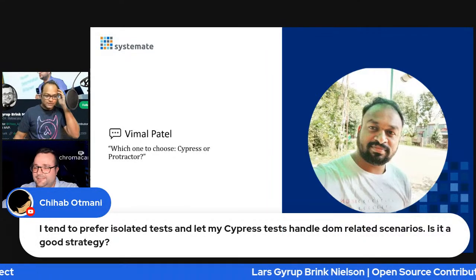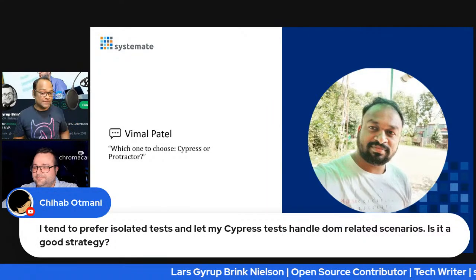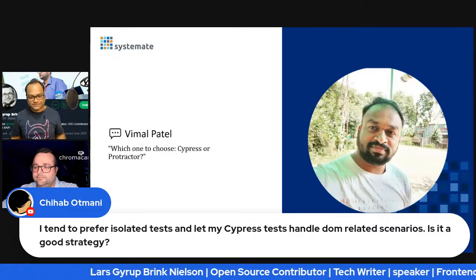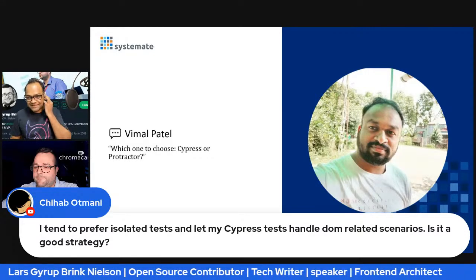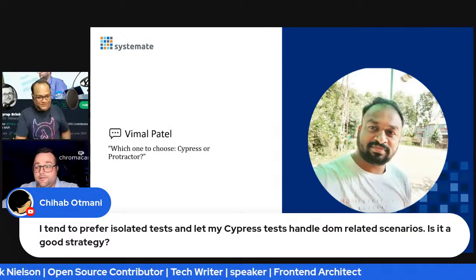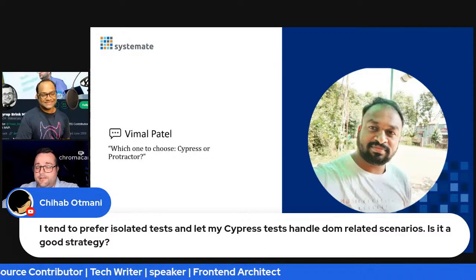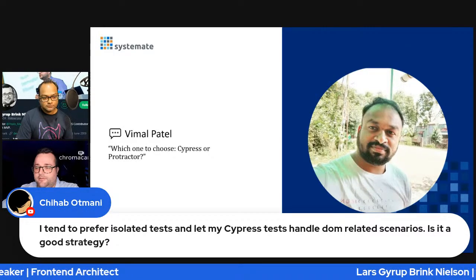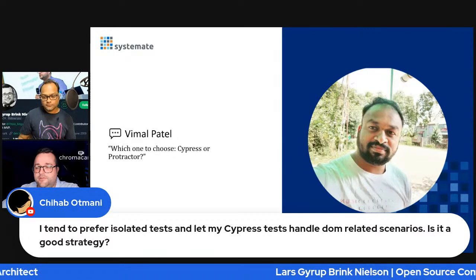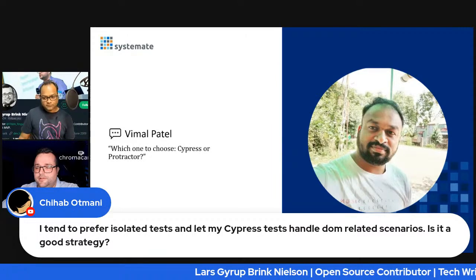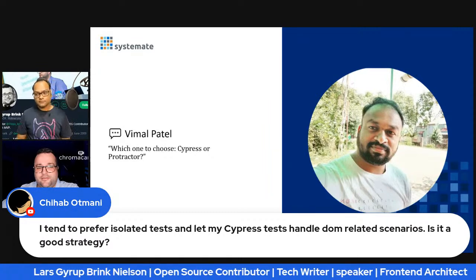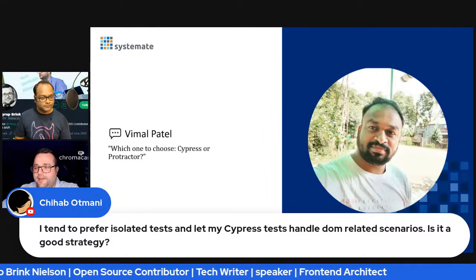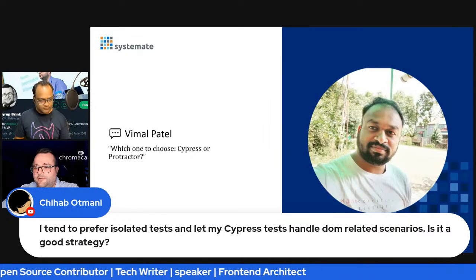So I tend to prefer isolated tests and let my Cypress tests handle DOM related scenarios. Is it a good strategy? Yeah, again, related to Protractor or Cypress, so that's your testing strategy. That's completely fine. That makes sense to you, and it gives you good test coverage and good confidence that it will work in production. That's good. Just the fact that you're using automated tests at all is good.